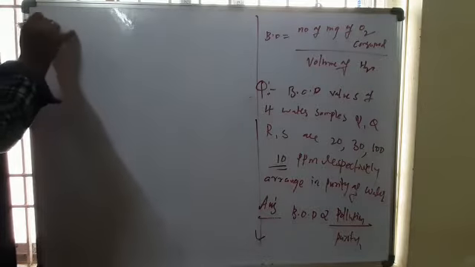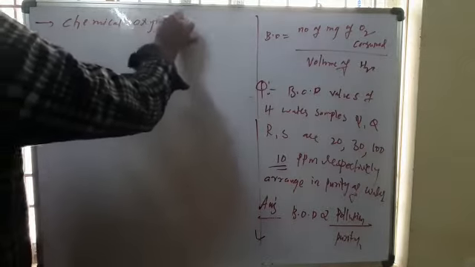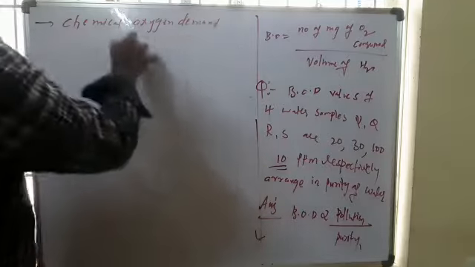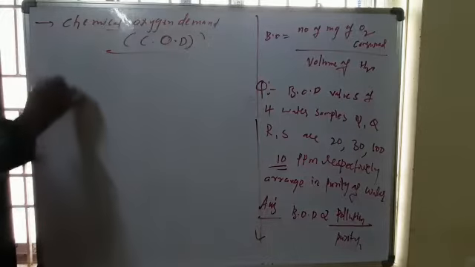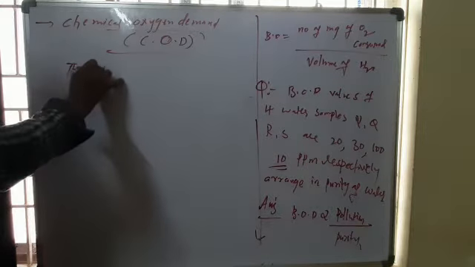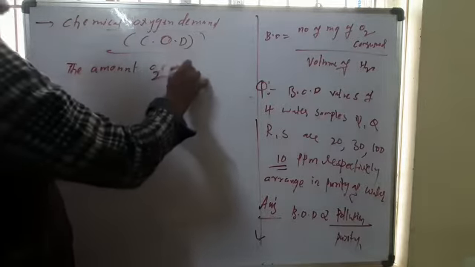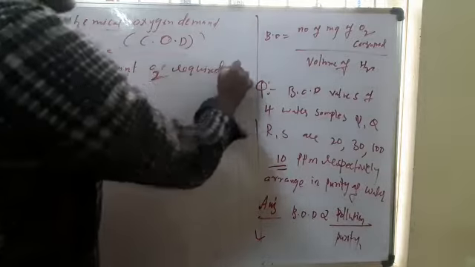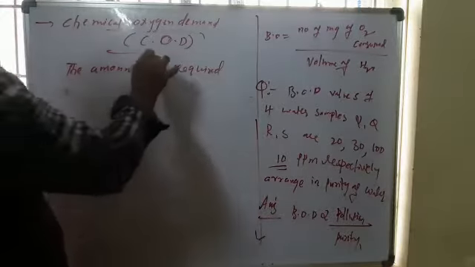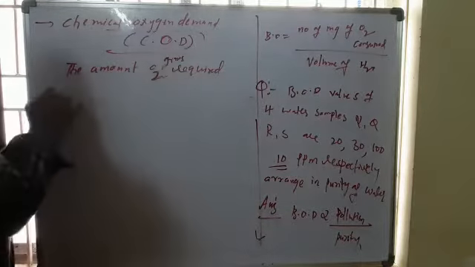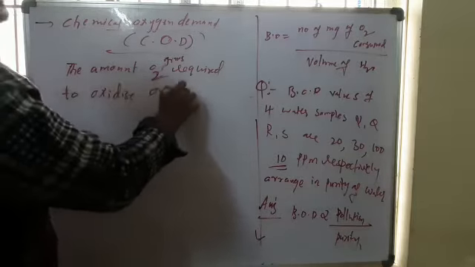Next, chemical oxygen demand, that is COD. Chemical oxygen demand means the amount of oxygen required to oxidize. This is in grams; oxygen is always in grams. Grams required to oxidize organic substances.